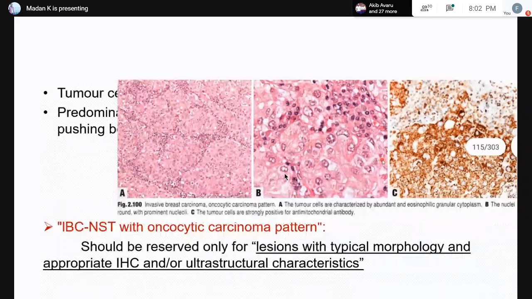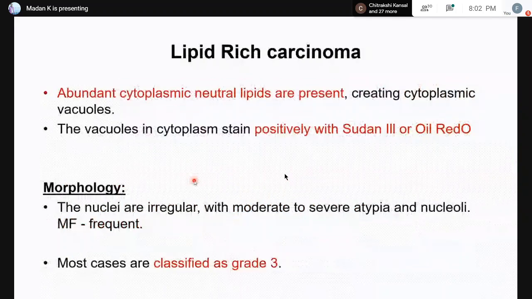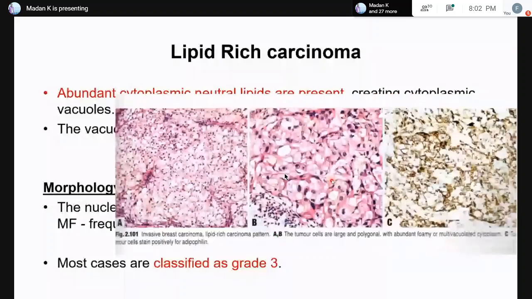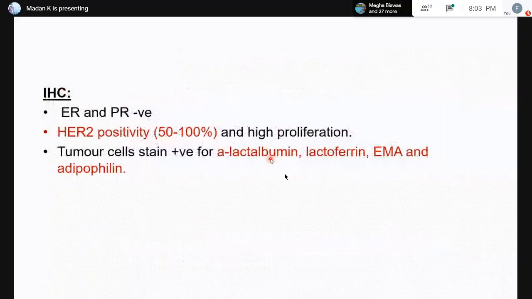Then we have lipid-rich carcinoma. By definition they have abundant cytoplasmic neutral lipids, and they stain positively with Sudan III and oil red O. Morphologically these tumors are of high nuclear grade. This is a photograph showing these large polygonal cells with vacuolated cytoplasm, and this is IHC with adipophilin, which shows positivity for these tumors. Apart from adipophilin, these tumors are also positive for alpha-lactalbumin and EMA.